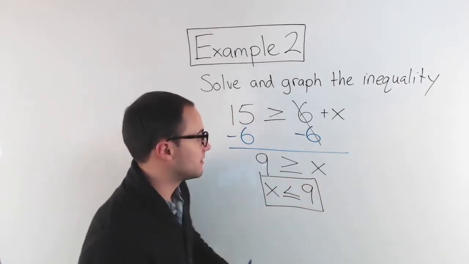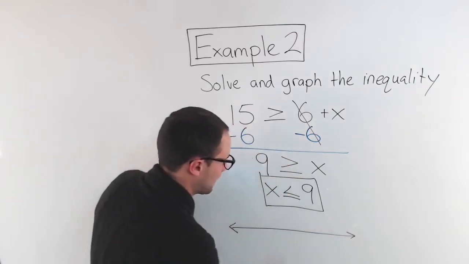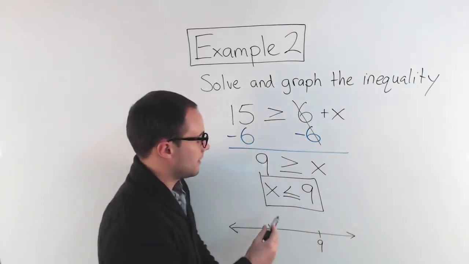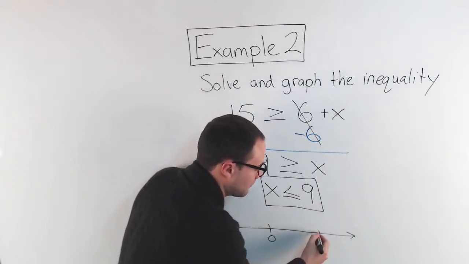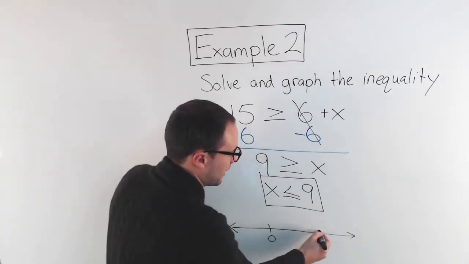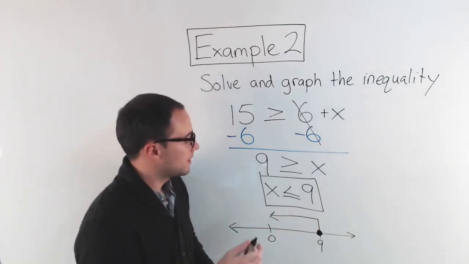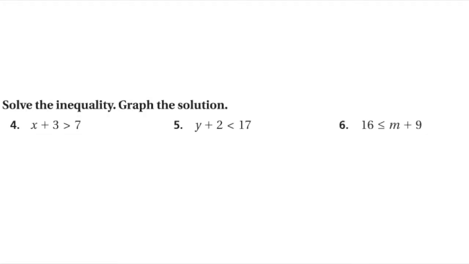And now let's graph it. So again, make your number line. I'm going to have 0, 9, x is less than or equal to 9, which means I'm going to have my closed circle or closed dot at 9 and less than, so my arrow is going to the left. Okay, there's my solution and there's my graph. Here's something to try on your own.